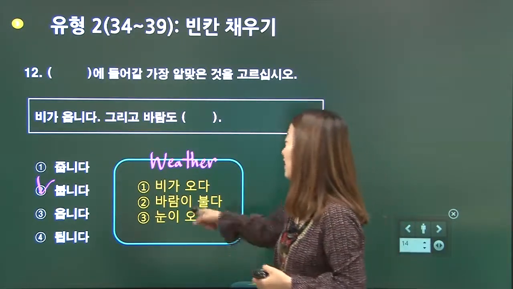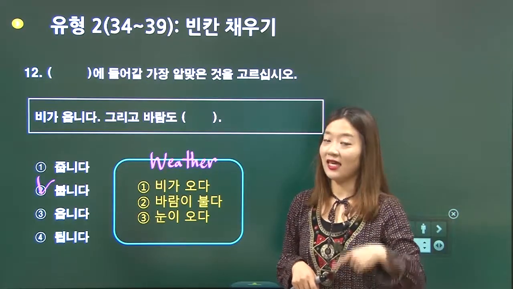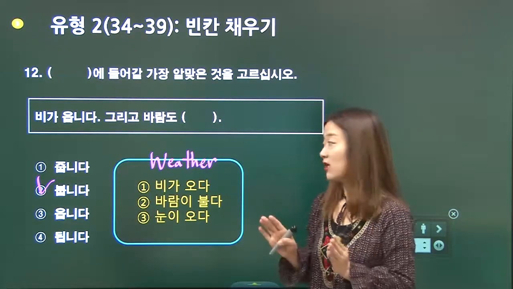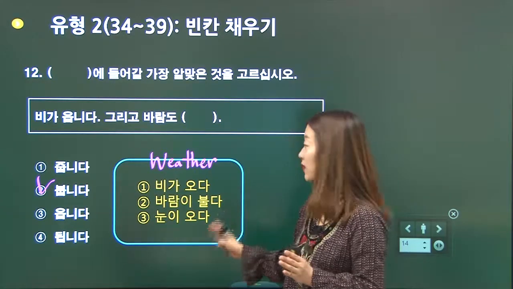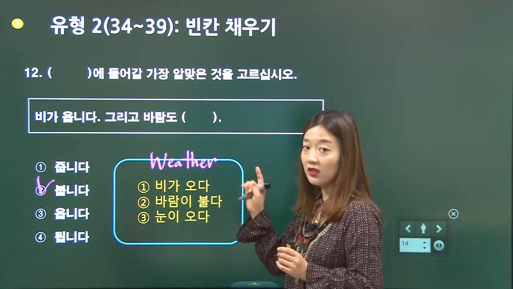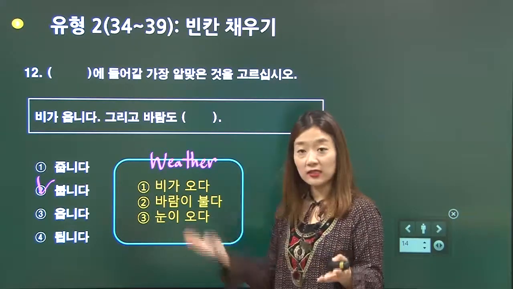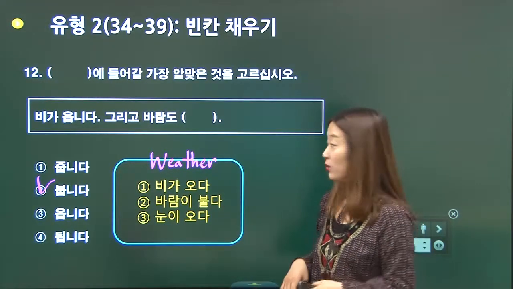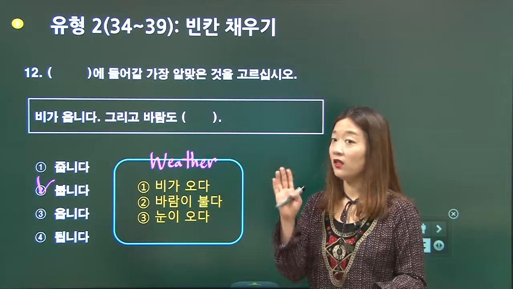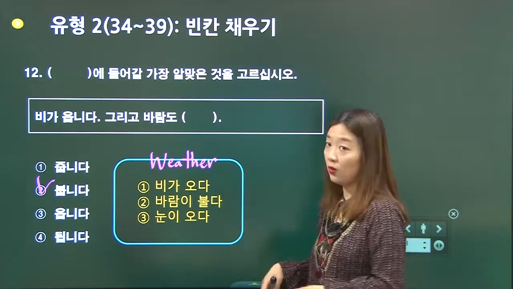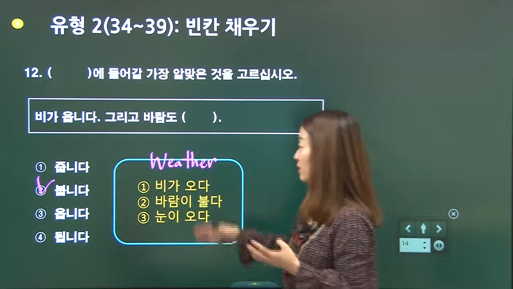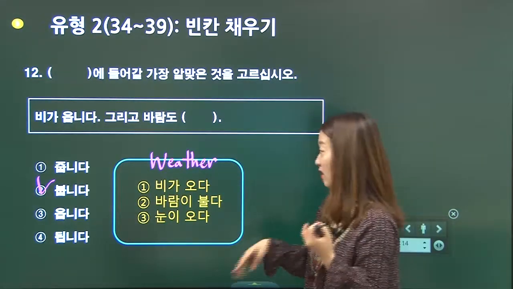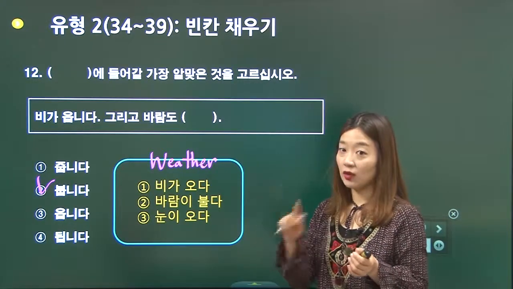Comes, rain comes. And then number two, 바람. In English, we can say it is windy, right? But in Korean, 바람 also is just a noun. So we need a subject marker and then a verb. 바람이 불다. 바람이 불다. Means wind blows. Number three, 눈이 오다. 눈 is snow. In Korean, 눈 is only a noun. So 눈이 오다. Also snow comes. So remember, 비 and 눈, you need to use the verb comes, 오다. 바람 uses the verb 불다. Okay?